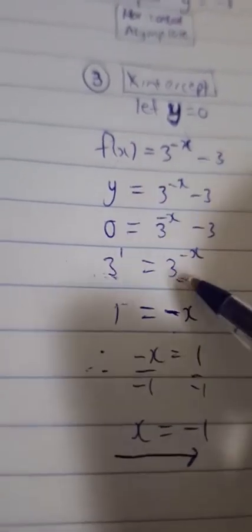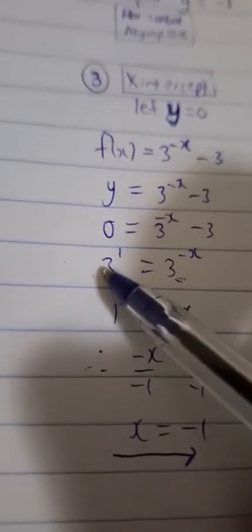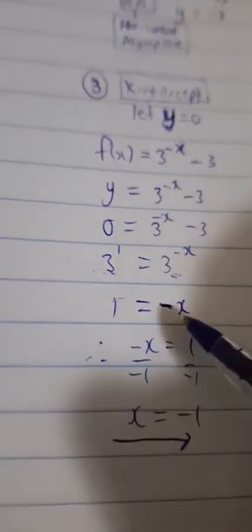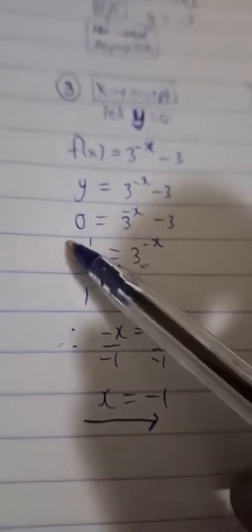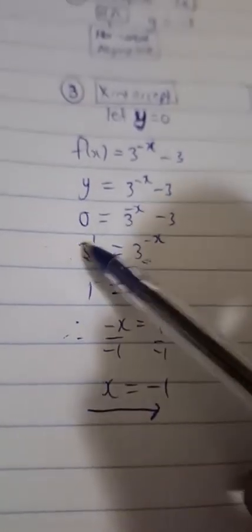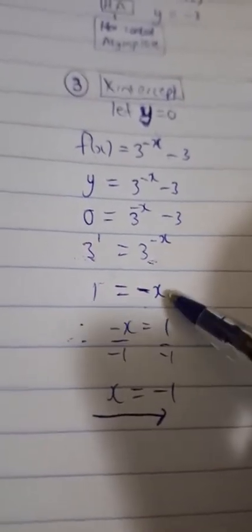Then after that, we can see that the bases are the same, base 3, base 3. So we drop the bases. So these 3 and this 3, they disappear. We get left with 1 and negative x, because there's a property where equations of exponents are concerned that if the bases are the same on either side, we can simply drop the bases and equate the exponents. So we have negative x is equal to 1.